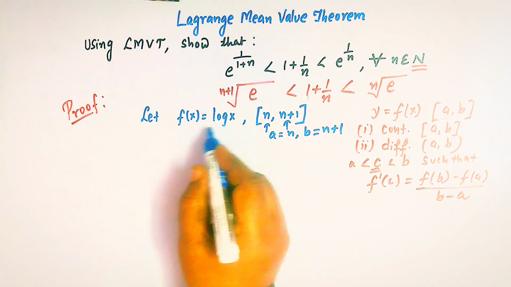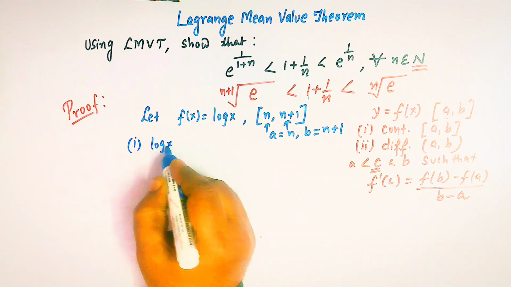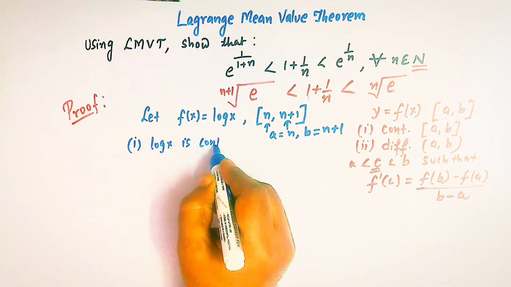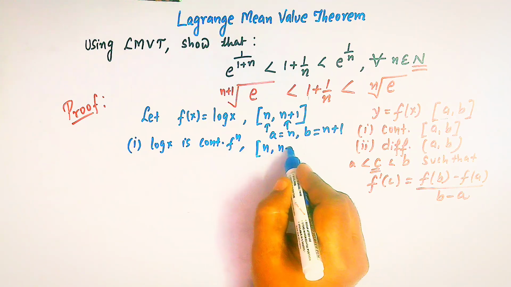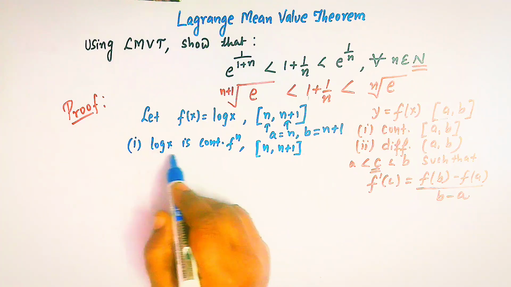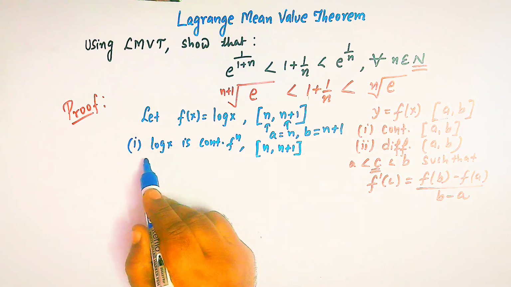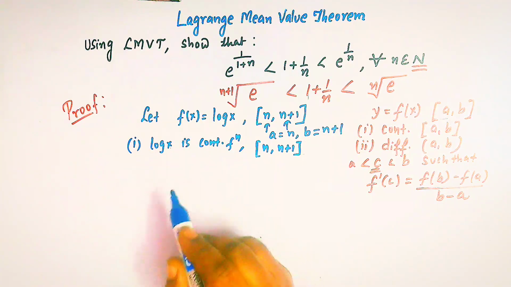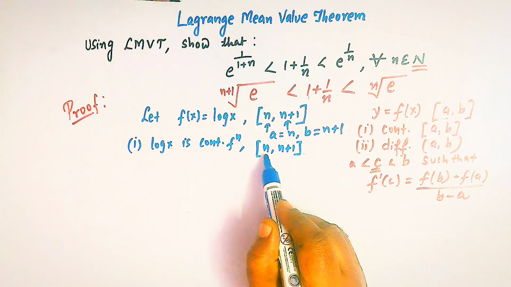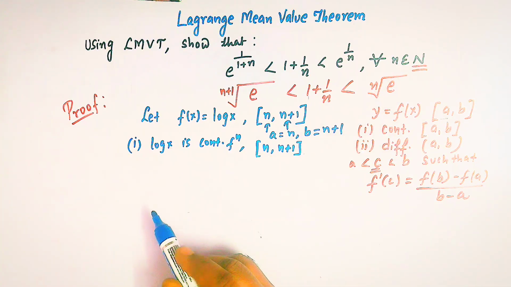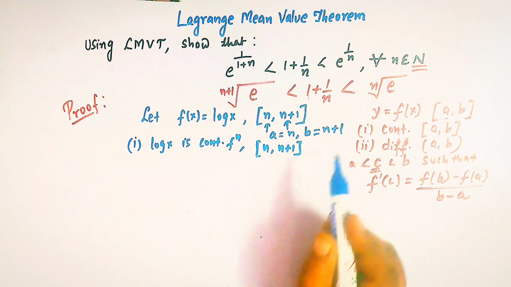Now this function, log of x, is a continuous function in the interval n comma n plus 1, because from continuity and limits we know that the log function is continuous in this interval, where n belongs to the set of natural numbers, and moreover all these n are positive.